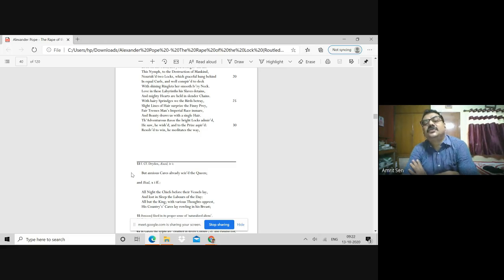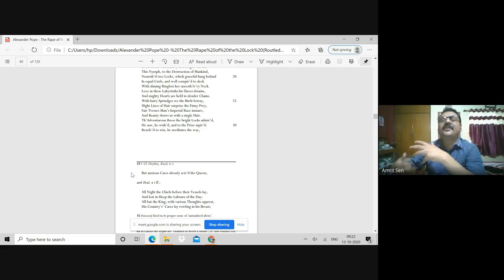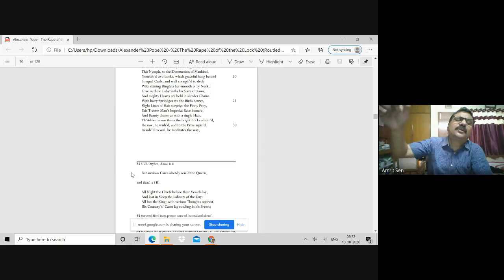With hairy springes we the birds betray, slight lines of hair surprise the finny prey. Now, you see, you had fine nets which were laid for catching birds during this period, right? And you had this entire culture of fishing, which even now some people have, whereby very thin threads are put into water with the bait, so that the fish can bite and get caught. So slight lines of hair represent those threads.